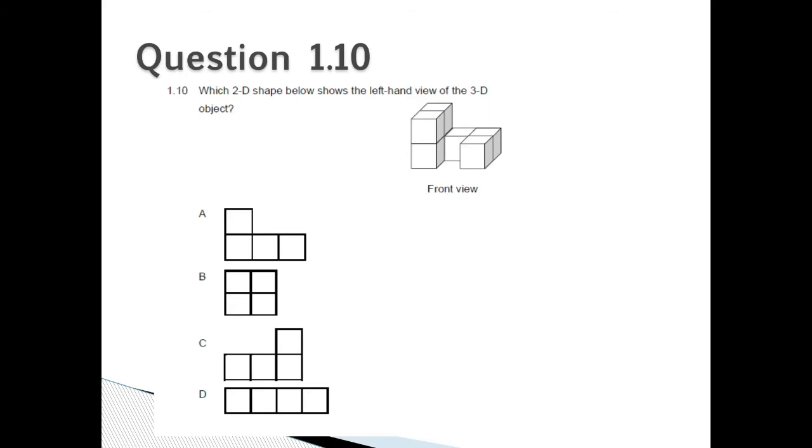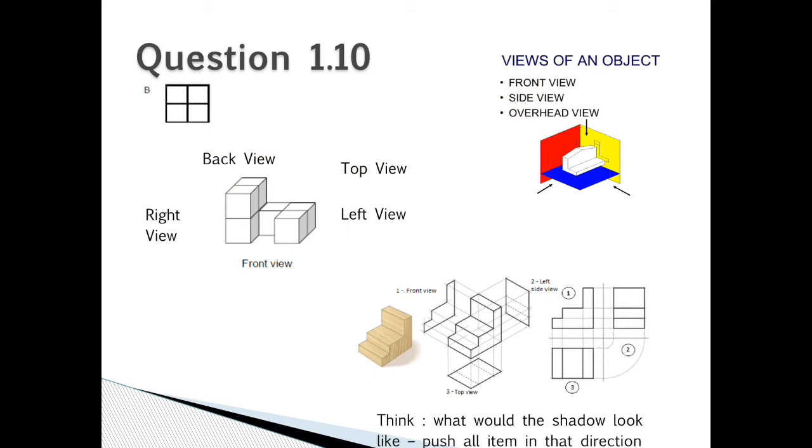Which 2D shape shows the left-hand view of the 3D object? Is it A, B, C, or D? A thing you can think about is, what would the shadow look like? You can push all the items in that direction. So the answer is B. We can see what the right view, the left view, the back view, and the top view would look like.